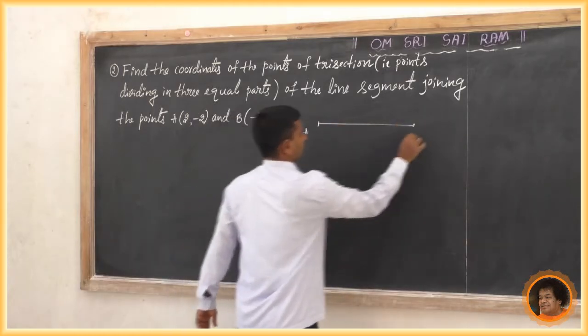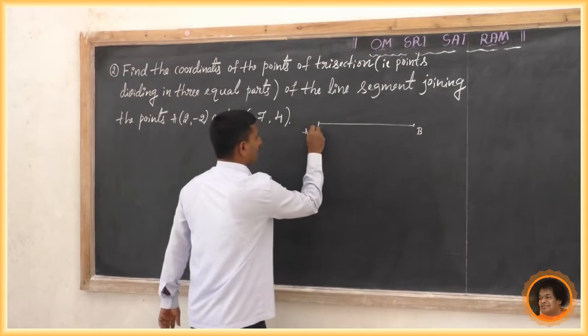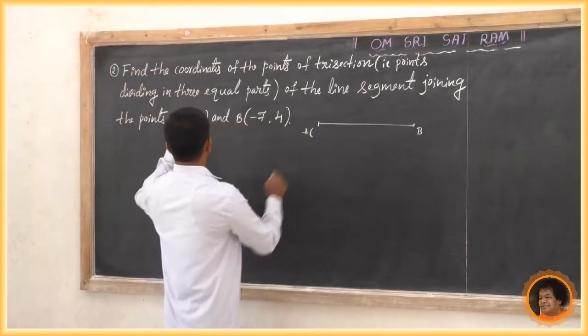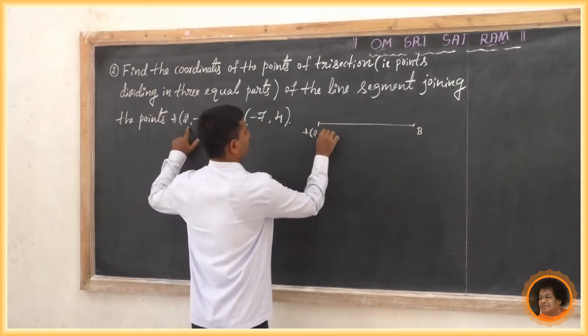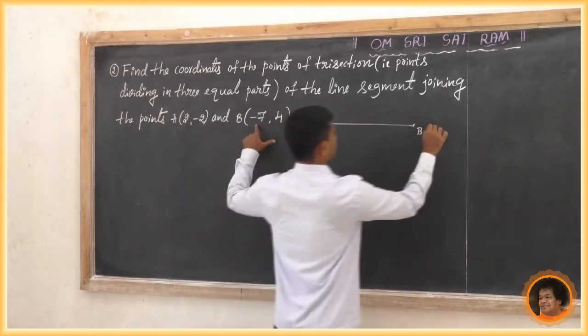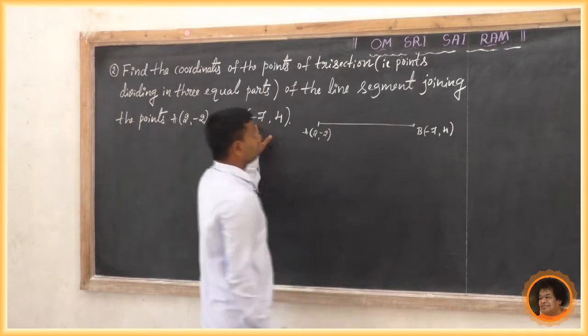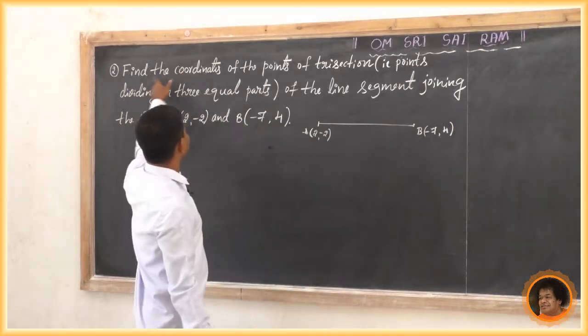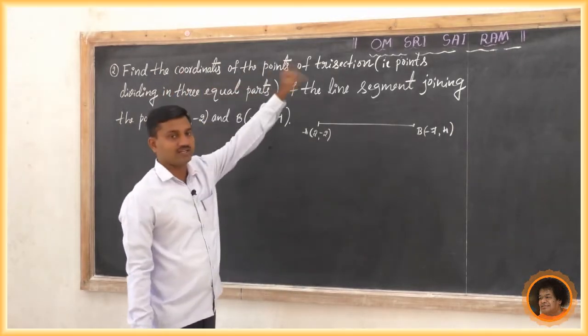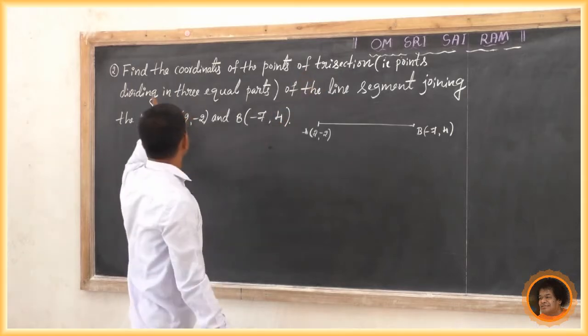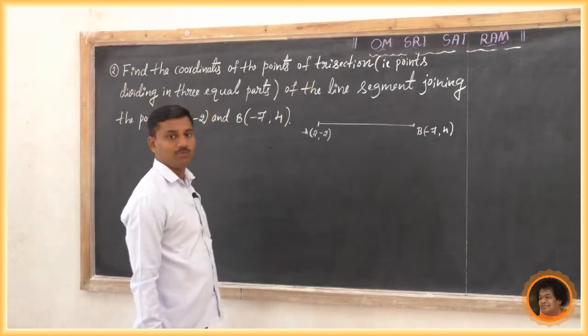So A and B. The coordinates of the point A are (2, -2), and the coordinates of the point B are (-7, 4). So what is the question? Find the coordinates of the points of trisection. Points dividing the segment in 3 equal parts.